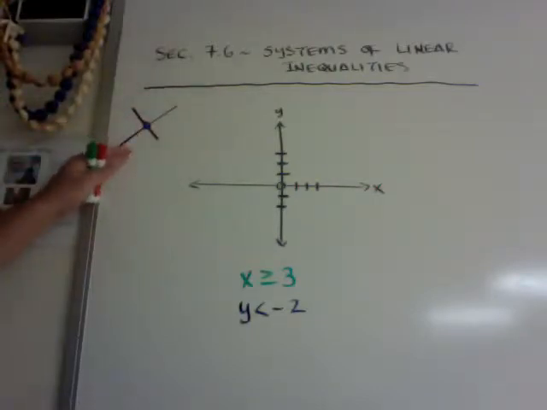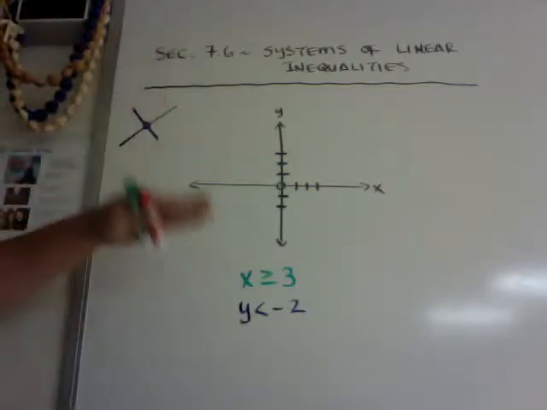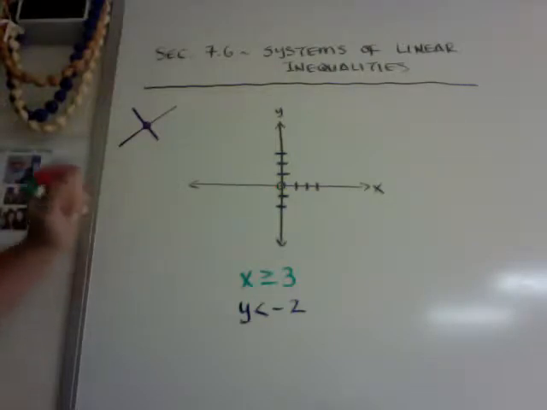You're going to graph two lines, but if you remember inequalities, you have to shade one side or the other. So the solution is going to be, instead of where you intersect, where you double shade, and I'll show you what I mean.